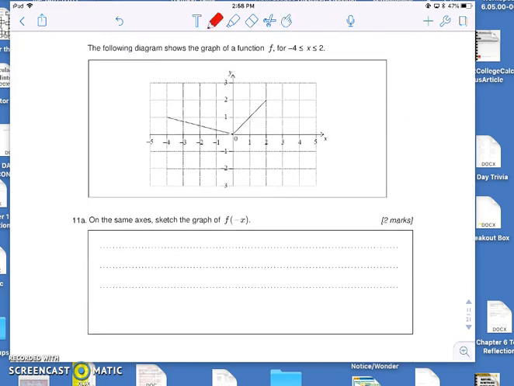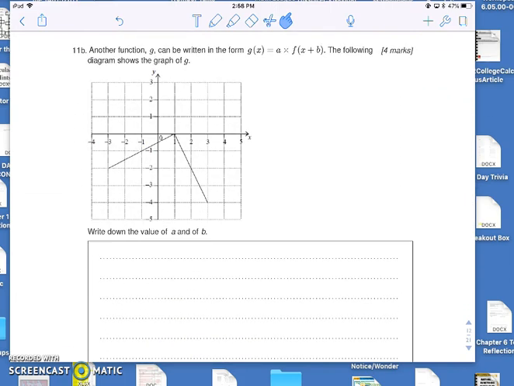So the next one here, we have a graph, and it says f of the opposite of x. So the opposite of x, 2, negative 2. 0 would stay, negative 4, positive 4. So then we have it there.